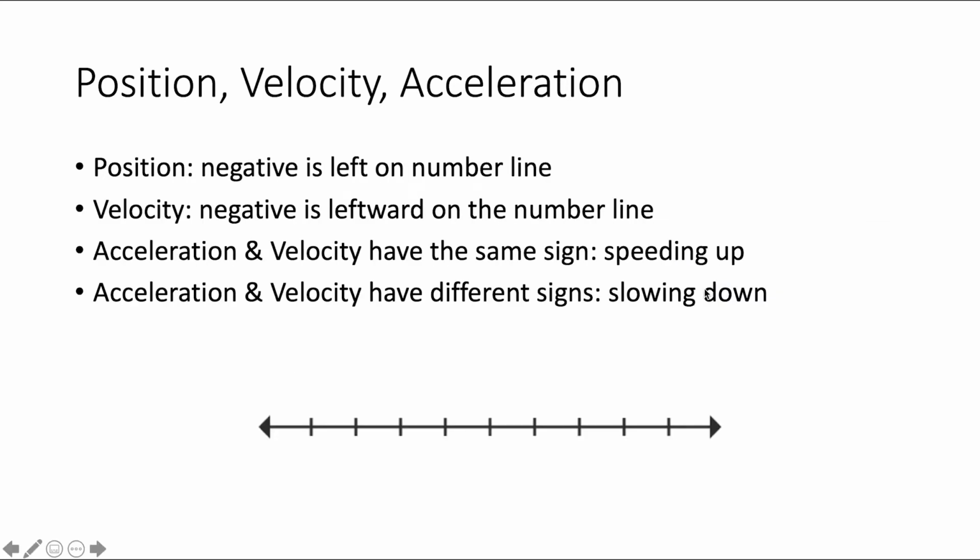So here's some important facts you'll also want to know. For position, negative is left on the number line. This is pretty intuitive. If this is 0 and this is 1, then this would be -1 and so on and so forth. But for velocity, negative means you're going leftward on the number line. So if at t equals 1, I'm here at point 4, and at t equals 2, I'm here at point 3, I moved leftward. Therefore, my velocity is negative. And this is regardless of the fact that I'm in the positive domain of the number line.